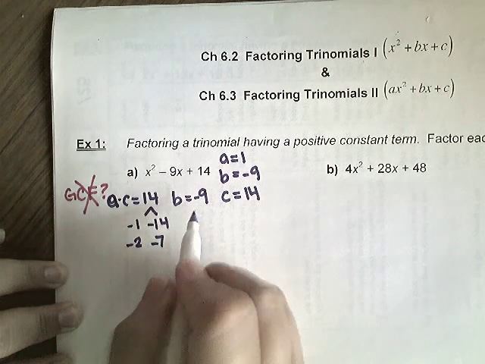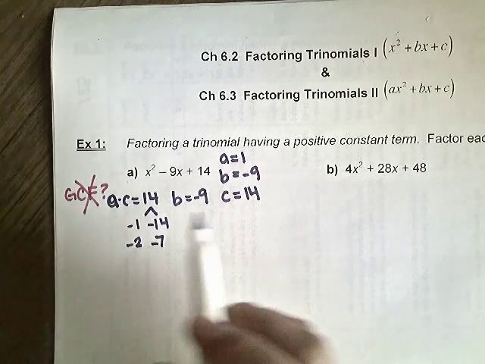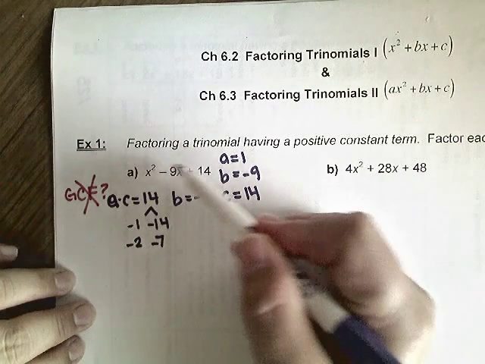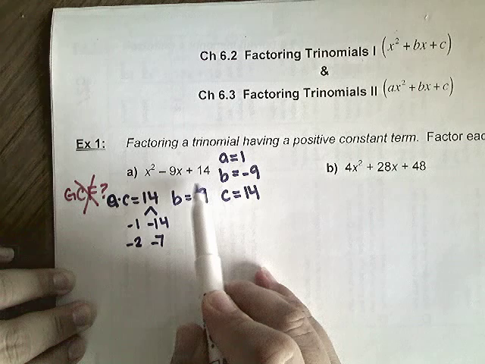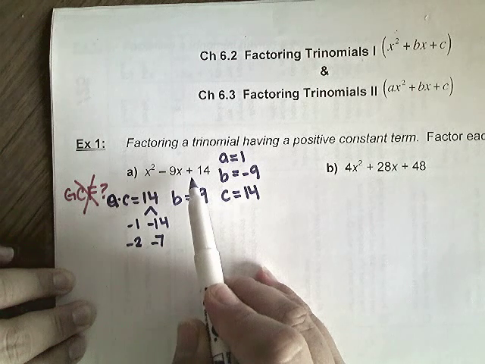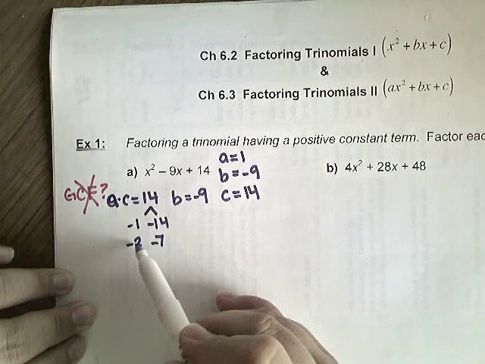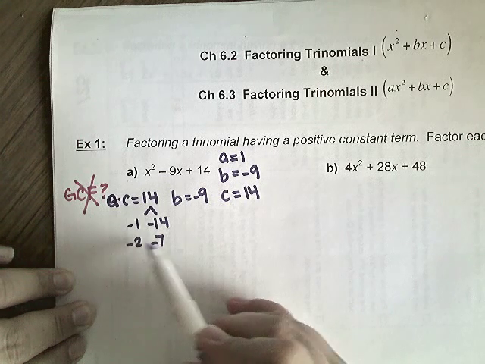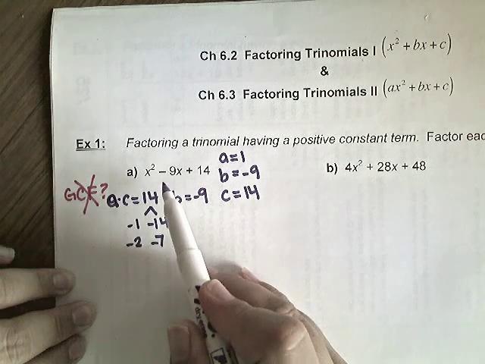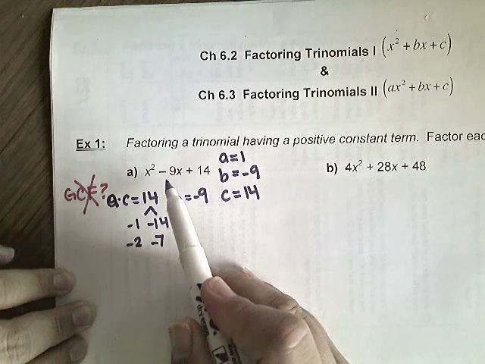Now another way to look at this is you can look at your C term and your B term. If your C term is positive, you know that the signs are going to be the same. In this case, 2 negative numbers. And the reason that you know they're negative numbers is because they're always going to match the sign of B, your B term.